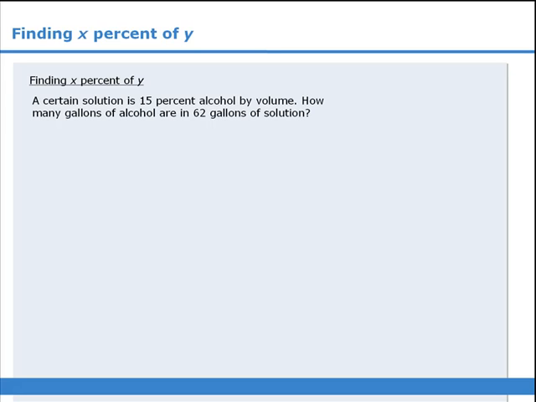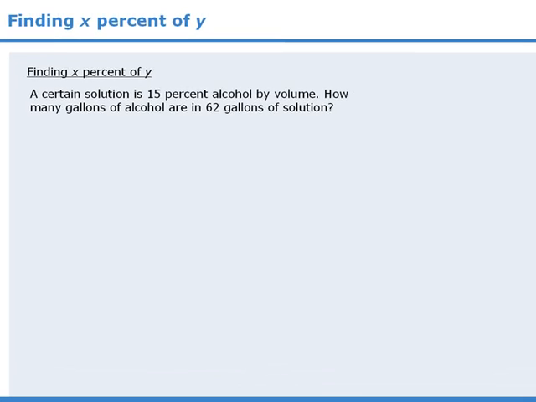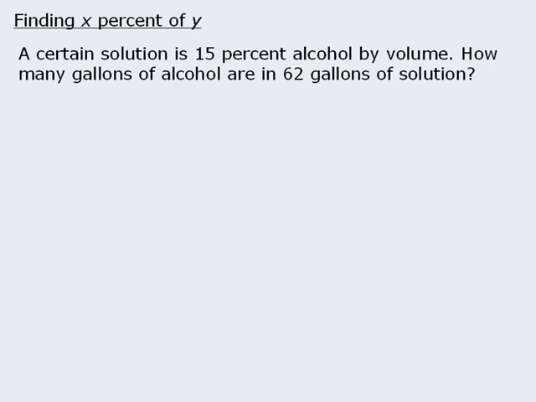In this lesson, we will examine a fast way to mentally calculate percents of numbers. In the question shown here, we are told that a solution is 15% alcohol by volume, and we want to determine the volume of alcohol in 62 gallons of solution. To answer this question, we must answer the question, what is 15% of 62?